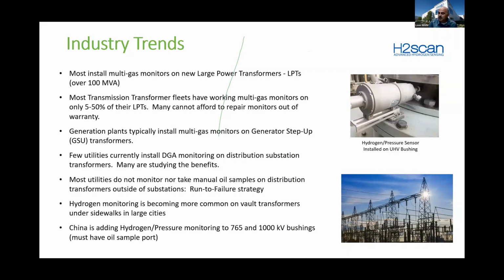Interesting thing, the top picture there, China is adding hydrogen and pressure monitoring to 765 and 1000 kV bushings. So most bushings do not have a tap where you can actually monitor the gas and the oil, but these particular bushings do have a tap. Outside of China, I'm not too sure how many of those bushings are around the world that actually have that tap, but they have had some catastrophic failures. And so they've got hundreds of sensors installed now, hydrogen and pressure sensors installed on high voltage, ultra high voltage bushings.